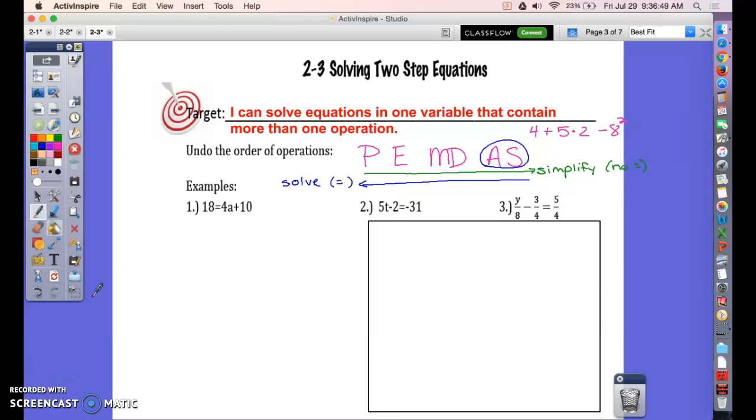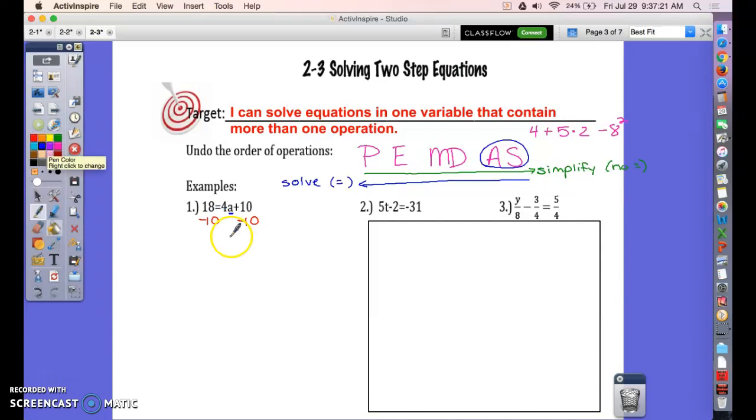All right? So in number 1, I can see my variable is A. Think about it. What is happening to your A? So right here is my A. I can see that A is being multiplied by 4. It's also having a 10 added to it. Undo PEMDAS. So we start with any addition or subtraction that you see. So that would mean the plus 10 is what needs to be undone first. I would subtract 10 from both sides in order to undo that.